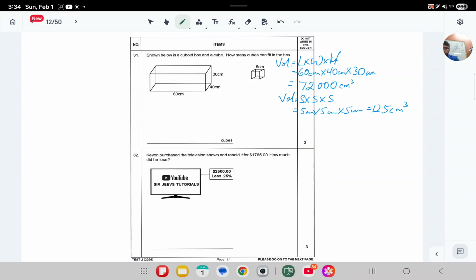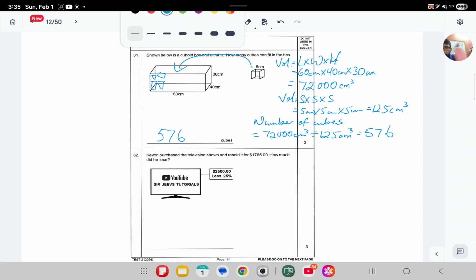To find out how many of this could fit in this, we just need to divide. Alright, so the number of cubes would be the 72,000 centimeters cubed divided by 125 centimeters cubed, and that will give us 576 cubes. So we know 576 cubes could fit inside this. Right, so a little cube here, a little cube here, a little cube there, like that. Alright, so 3 marks: 1 mark for the number of cubes, 1 mark for the volume of the cube, and 1 mark for the volume of the cuboid.